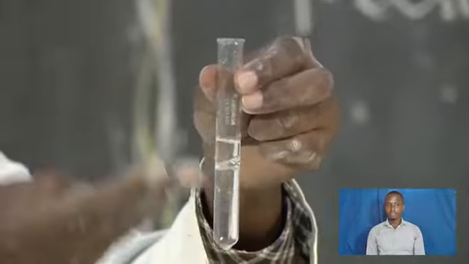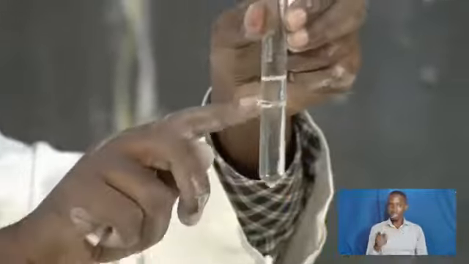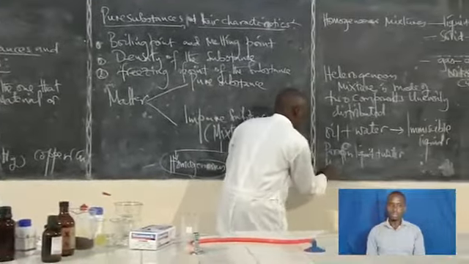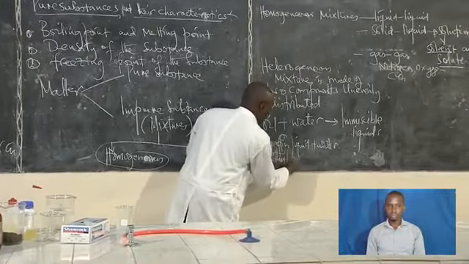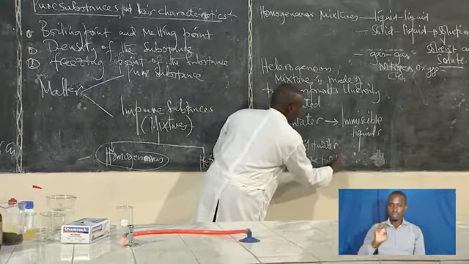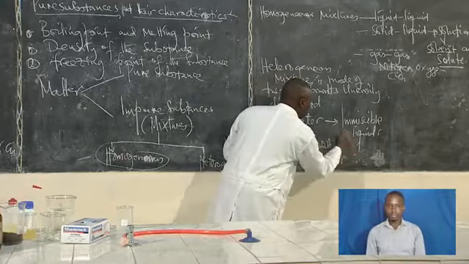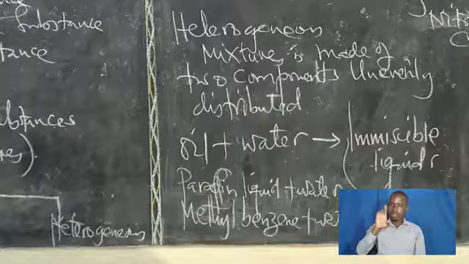So the methyl benzene is moving up, so it forms a layer. So that is one other example, methyl benzene with water. These are all immiscible liquids. Those are some of the examples.